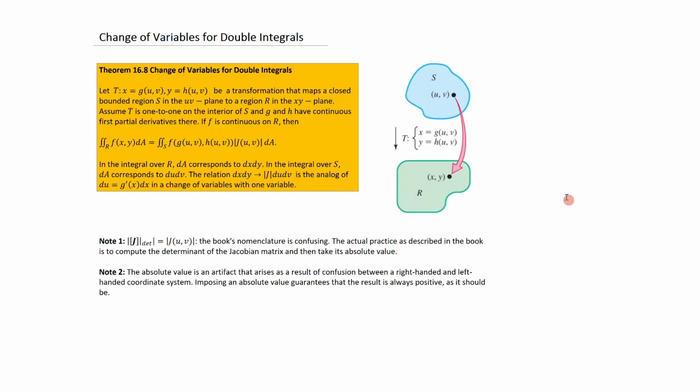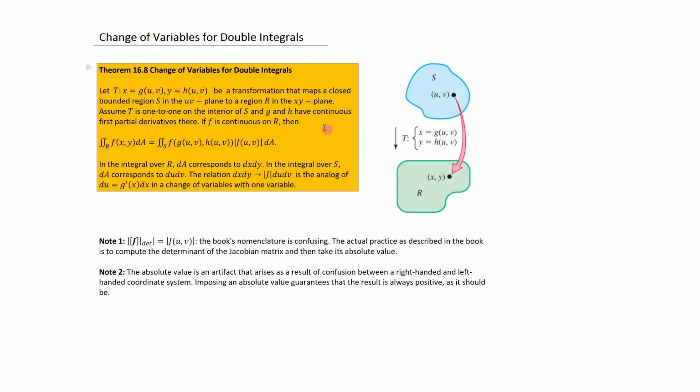All right, so next thing would be to put everything together in the form of a theorem. This is Theorem 16.8, change of variables for double integrals. Again, you're given a transformation that maps a closed bounded region S in the UV plane to a region in the XY plane. And again, we're assuming that T is one-to-one in the interior of S, and g and h have continuous first partial derivatives.